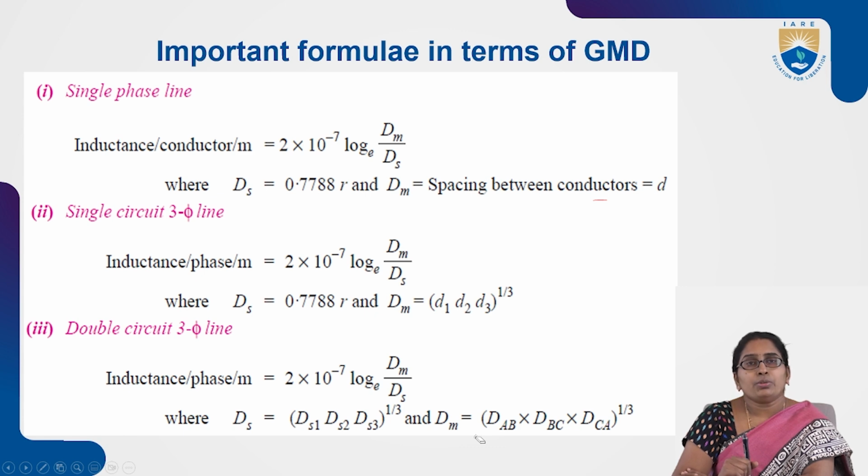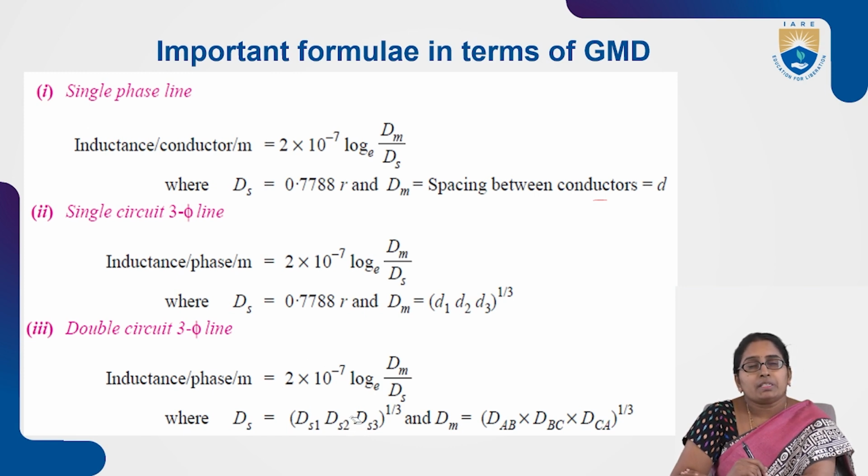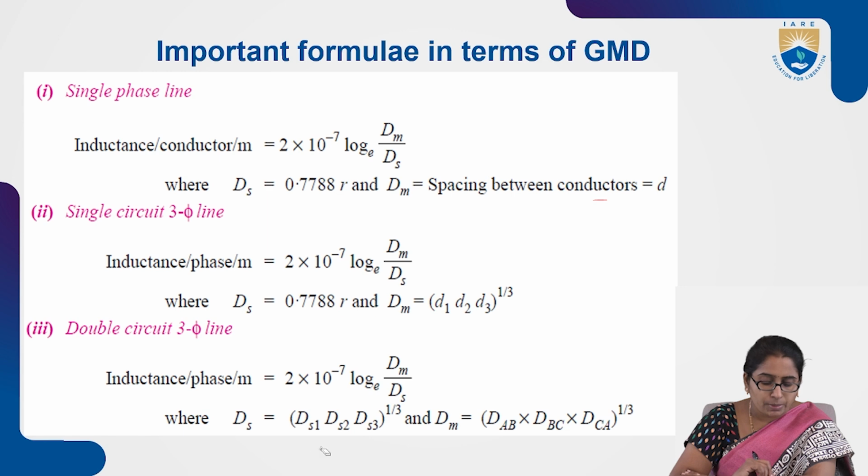Next, for a double circuit three phase line, the inductance per phase per meter length is given by 2 into 10 power minus 7 log base e of Dm by Ds, where Ds is the cube root of Ds1 Ds2 Ds3. The self GMD Ds is given by the cube root of Ds1 Ds2 Ds3.